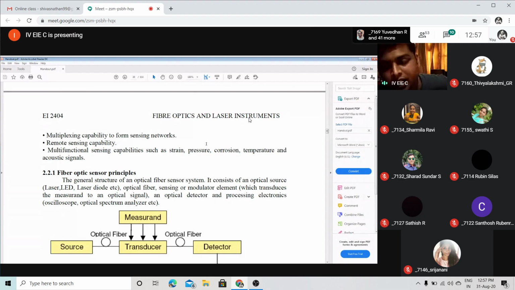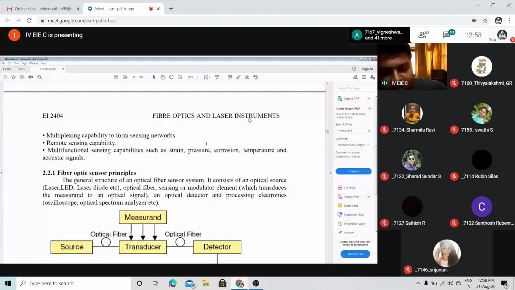And you all know what is meant by remote sensing capability. At last, multifunctional sensing capabilities such as strain, pressure, corrosion, temperature, and acoustic signals. This is very important for you. When you go for an electrical type sensor system, it can measure either one variable or maybe around two variables. Whereas in an optical fiber system, I could measure multiple variables in a single fiber.